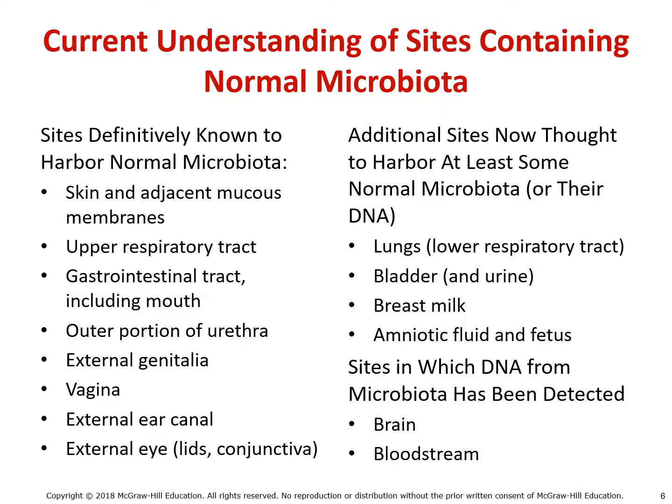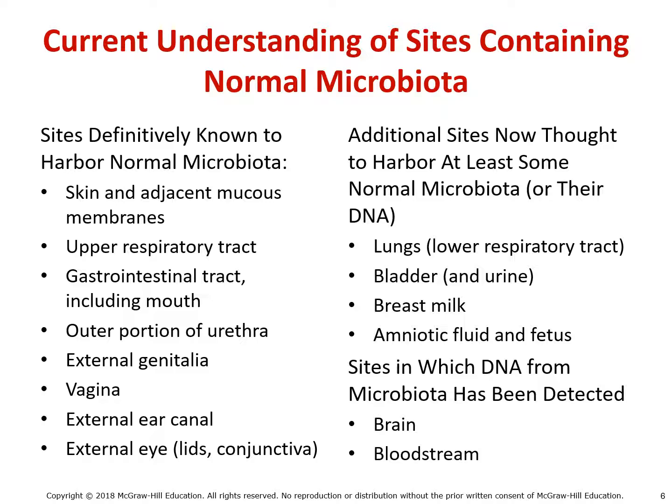So currently we understand that there are lots of places where microbes would live. So definitely places that we know we have lots of microbes include things like the skin, the upper respiratory tract, the gastrointestinal tract, typically the outer portion of the urethra, external genitalia, vagina, external ear canals, and again, the eyes. Basically things exposed to the outside.